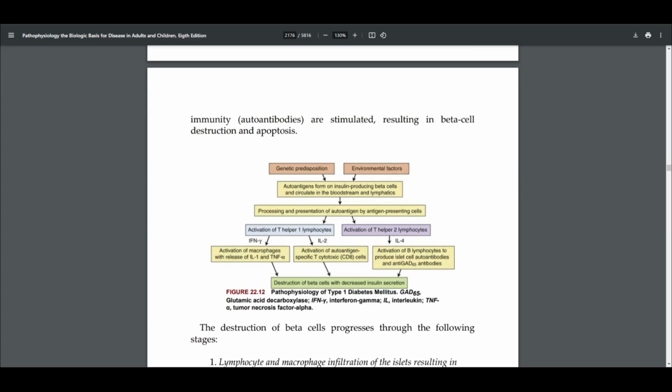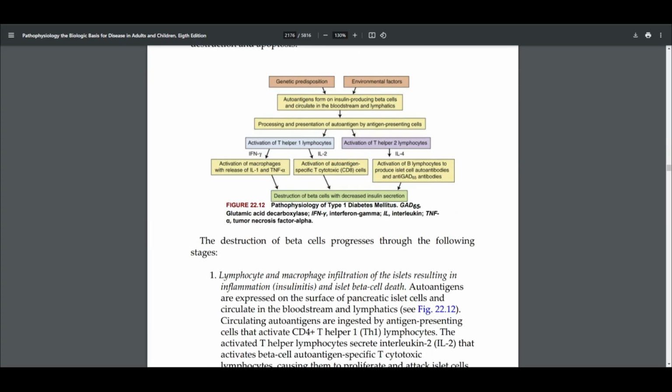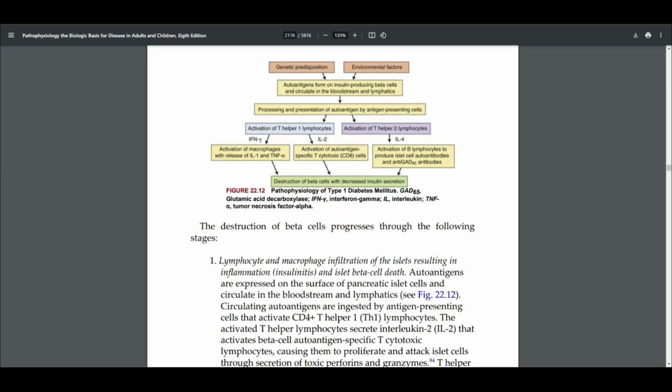So I'll leave this picture up for just a moment. It shows the pathophysiology of type 1 diabetes. The destruction of beta cells progresses through the following stages. First, you have lymphocyte and macrophage infiltration of the islets, resulting in inflammation and islet beta cell death. Autoantigens are expressed on the surface of pancreatic islet cells and circulate in the bloodstream and lymphatics.